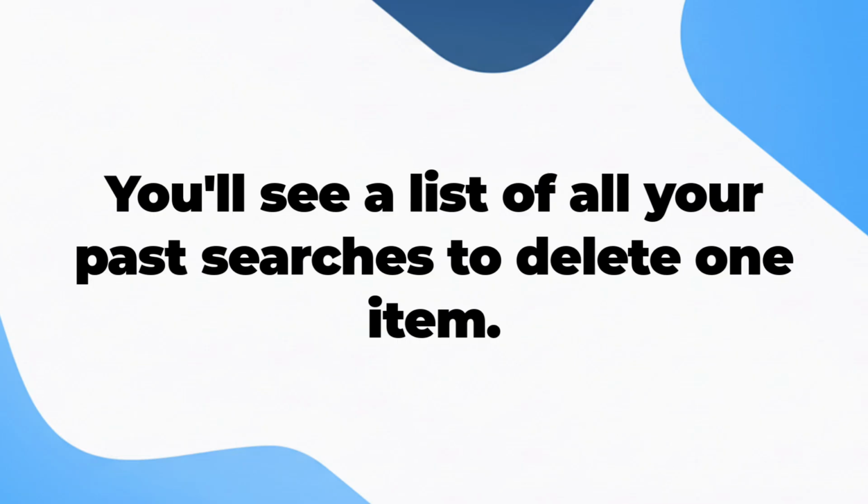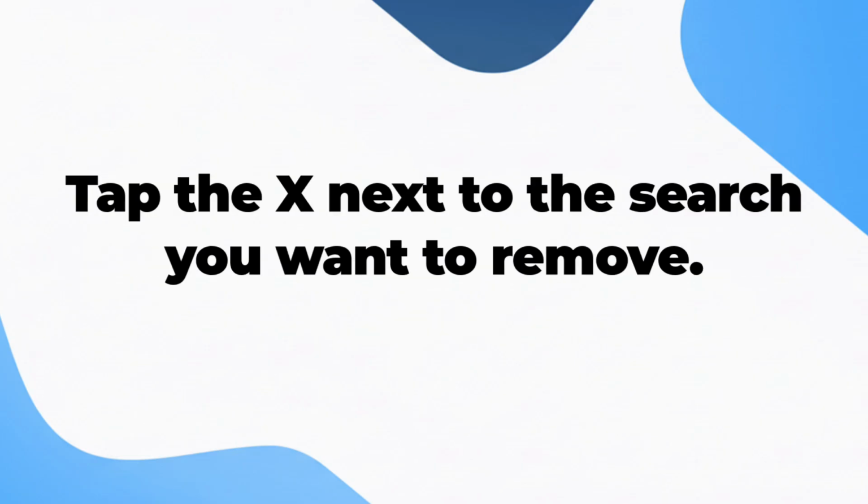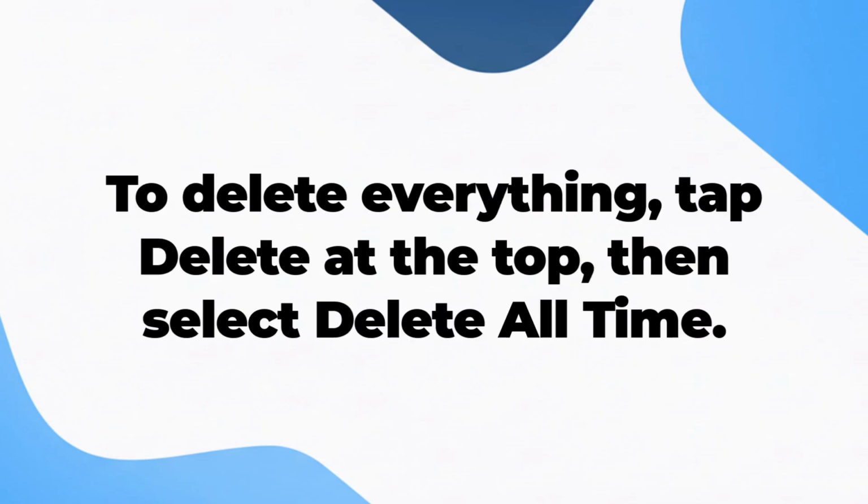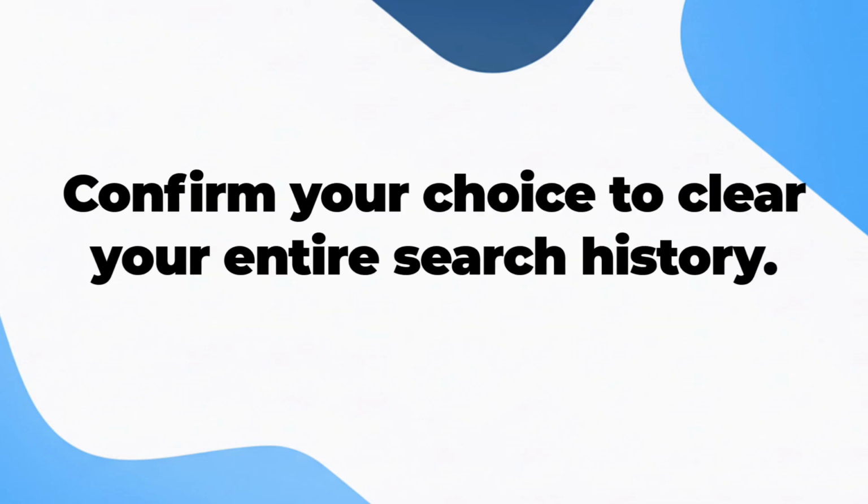To delete one item, tap the X next to the search you want to remove. To delete everything, tap Delete at the top, then select Delete All Time. Confirm your choice to clear your entire search history.